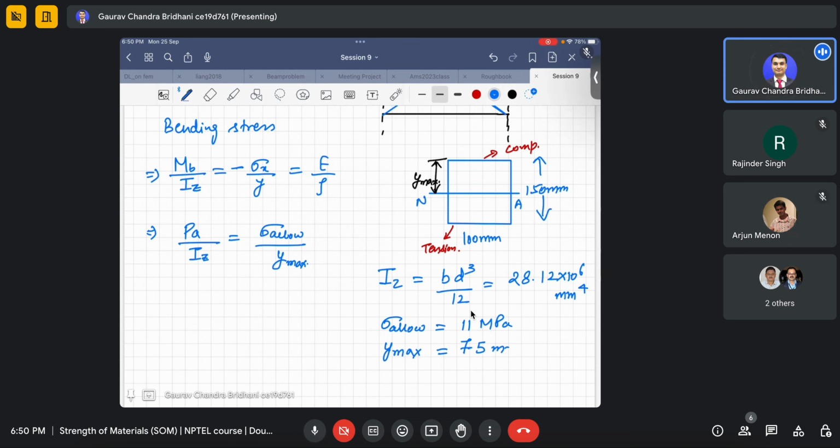It will be 75 mm. It's a distance. Okay, so what I do, I put all these quantities here, and A also I will put. What is A? A is given as 0.5 meters, so I will convert it into mm, that is 500 mm.